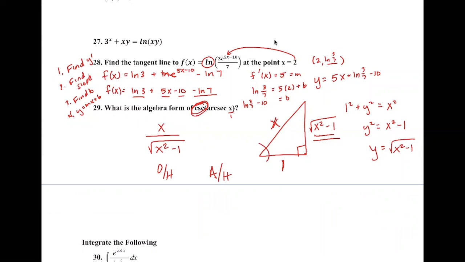Where did you get the x squared minus 1? We had to do Pythagorean theorem over here. Because we would call this y and then set up 1 squared plus y squared equals x squared. But you will have one on your test where you're going to have to do that kind of thing with the triangles.